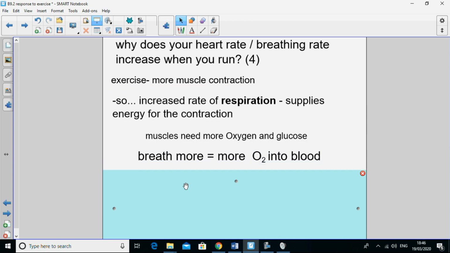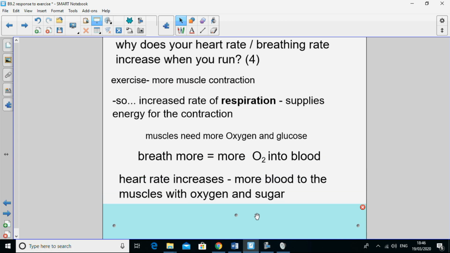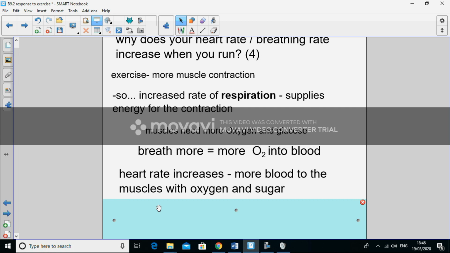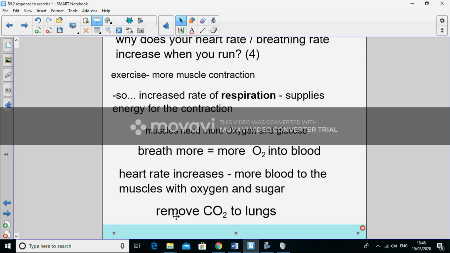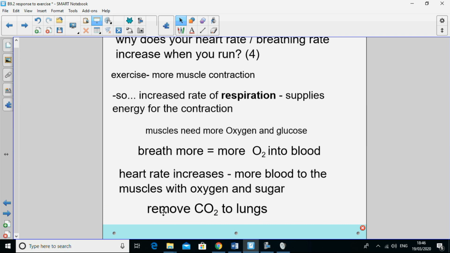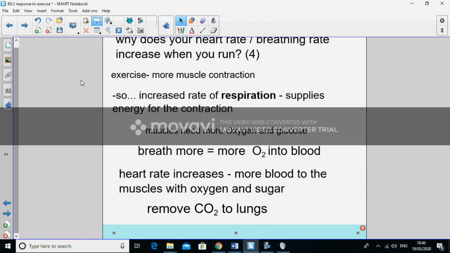It also, well, we'll get to that. Therefore, you breathe more to get more oxygen in the blood, and your heart rate increases to move that blood with its oxygen and sugar to your muscles. Finally, we know that respiration produces carbon dioxide. You've got to get rid of that because it's toxic. Think why? Well, it dissolves and forms an acidic solution. Think about enzymes, what that will do. So we have to get rid of carbon dioxide, so we need more blood moving to our lungs to remove that carbon dioxide. So a complicated actual answer to what you think is a straightforward question.